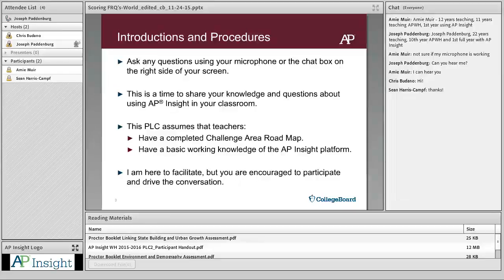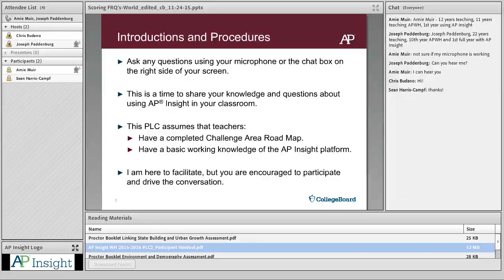Make sure that down at the bottom of the screen, you'll see the participant handout and some other items to download here with the environment, the assessment, as well as the state building assessment. So if you want to go ahead and do those, and pull up AP Insight in a separate window.